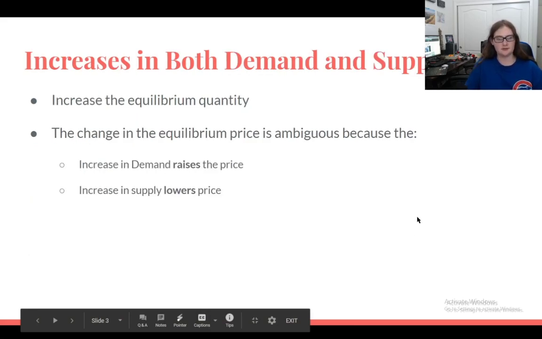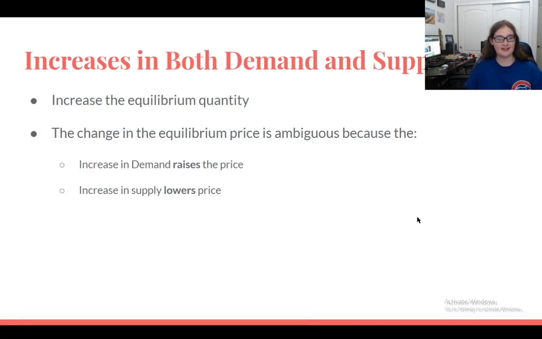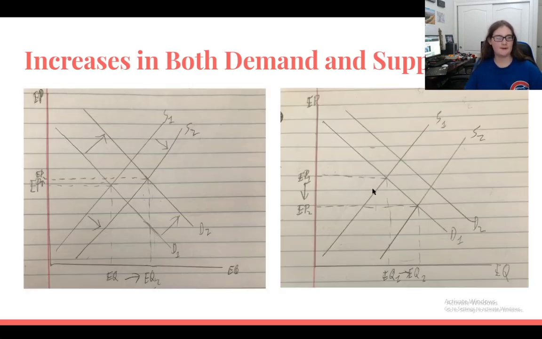First scenario, and there are a couple of different scenarios: increases in both demand and supply. This always increases the equilibrium quantity, but the change in equilibrium price is ambiguous, because the increase in demand raises the price and the increase in supply lowers the price. And here are a couple of examples.